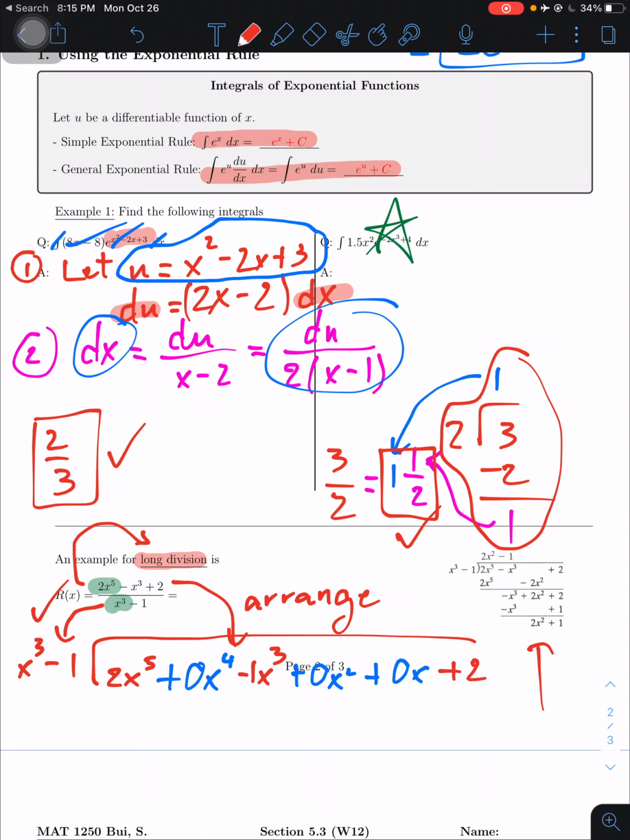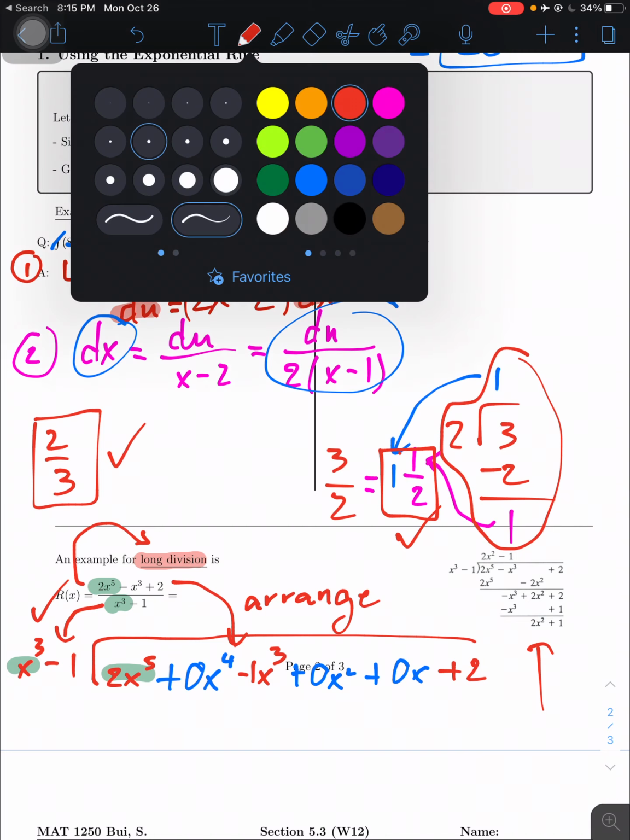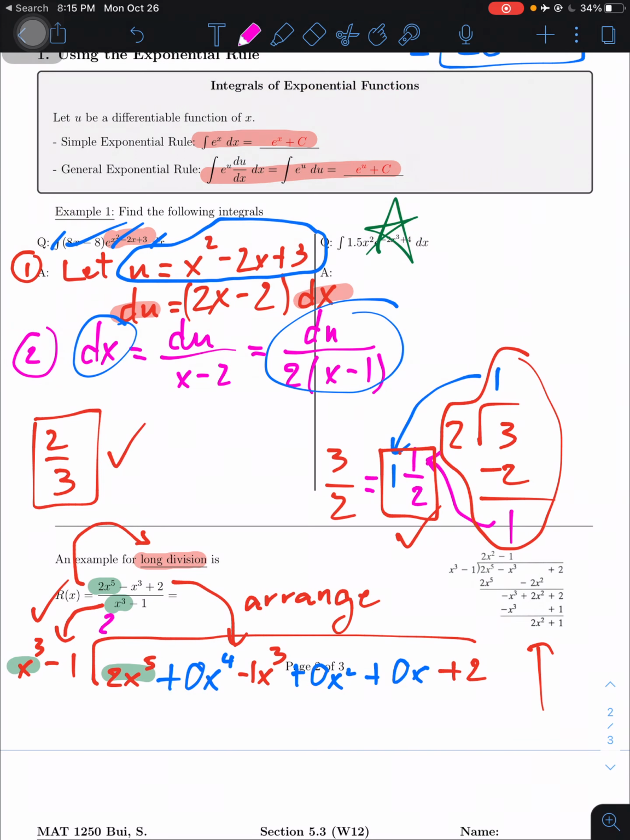First of all, I'm going to take the highest term on the left hand side divided by the highest term on the right hand side. So 2x fifth divided by x cubed, I'm going to get 2x squared. Let me put it in pink for the result. So 2x squared, and what do I do after that? I'm going to multiply the 2x squared back to each term on my right hand side. 2x squared times x cubed gives 2x fifth, and 2x squared times negative 1 gives negative 2x squared, which is right here.